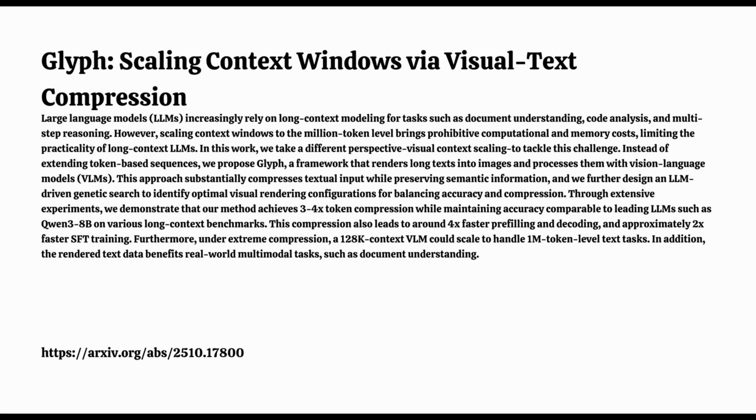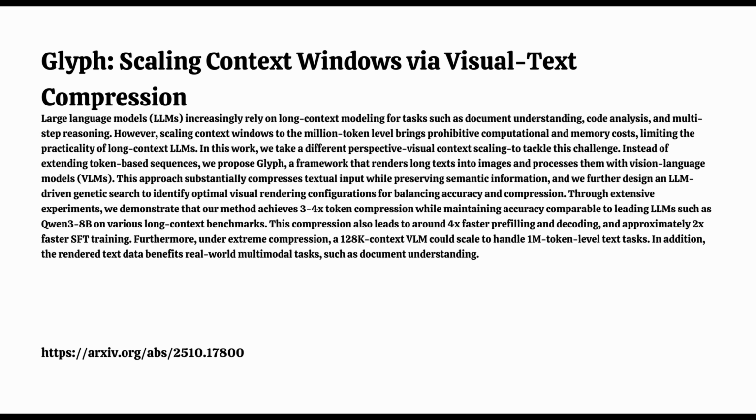A smaller increase in the VLM's nominal window translates to a much larger increase in the effective length of text it can handle. And this explains why the results showed Glyph degrading more slowly as the input length increased. That seems to be the mechanism. It's always dealing with a relatively smaller compressed input compared to text-only models tackling the raw sequence length.